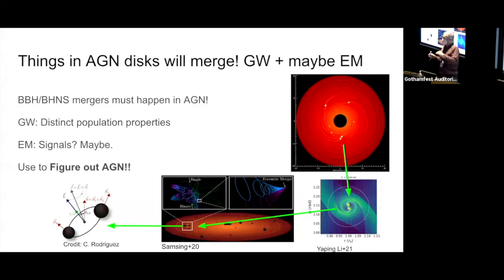The population of mergers that result can tell you things about the AGN gas disk itself. So this is a wonderful way of reverse engineering AGN gas disks that we've been studying in the electromagnetic bands for probably 80 years now, and they're still fairly poorly constrained. Using the population of compact object mergers that should come from these disks, we can probe the properties of the midplanes of these objects, stuff we can't actually visually see. So we can use these things to figure out AGN. Potentially, there are some interesting EM signals that we can also use to figure out properties as well.